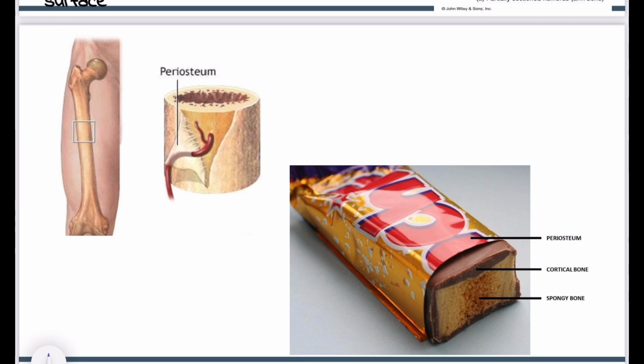And then the cortical bone, you can remember that by being the hard outer layer of the candy bar, which would be the chocolate part. And then the spongy bone would be the squishy part or the caramel part of the candy bar. And this is just a good example so you guys can remember the 3 layers of bone, which includes the periosteum, the cortical bone, and then the spongy bone.